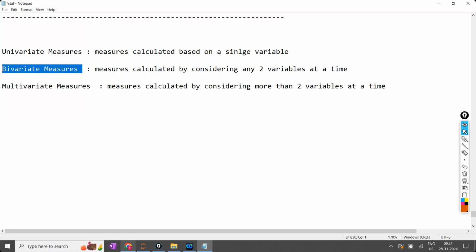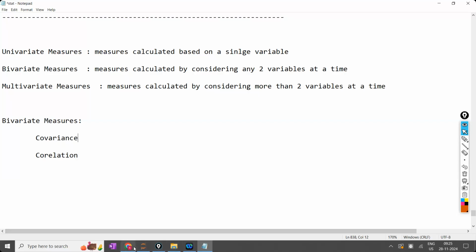Coming to the bivariate measures, at a time we have to consider two columns. The bivariate measures we have are covariance and correlation. These are the two measures. First, let us start with covariance. What is meant by covariance? It is the variance between two variables: how much the variance of one variable is impacted on the other variable. That is called covariance.